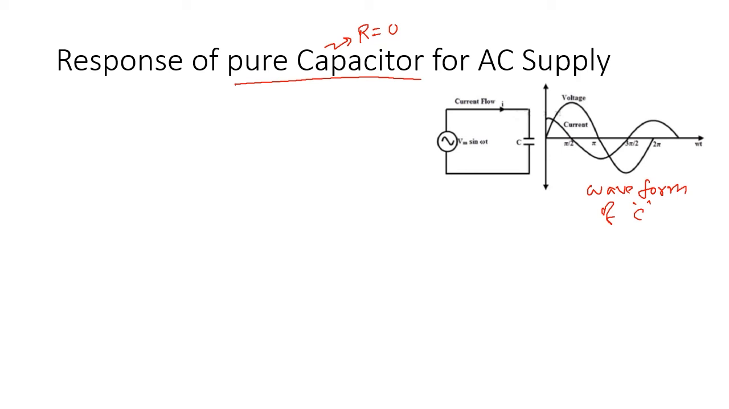Here the supply voltage V is equal to Vm sin omega t, and due to this supply voltage, current flows through the capacitor. When you apply KVL, Kirchhoff's voltage law, to this circuit, you will get V is equal to Vc. So V is equal to Vc means here the equation is 1 by C integral of I dt.